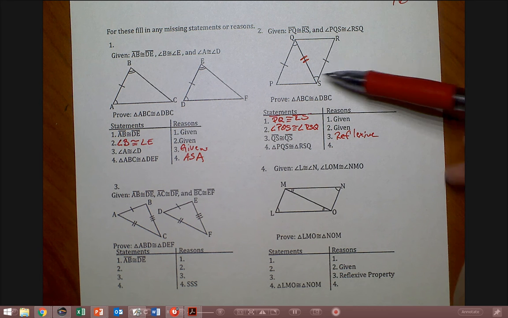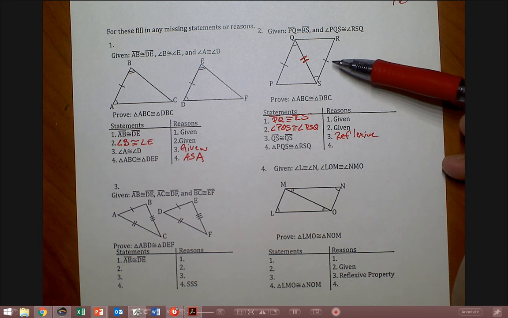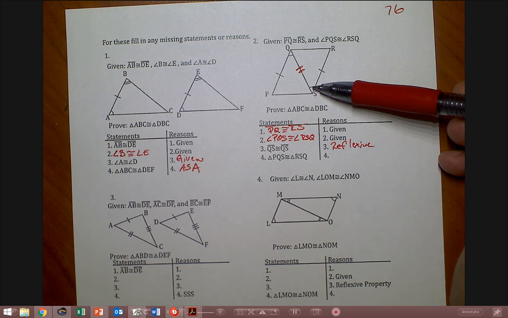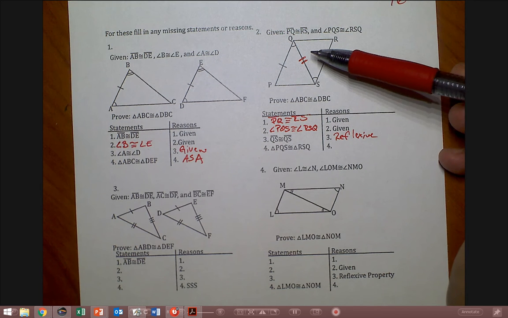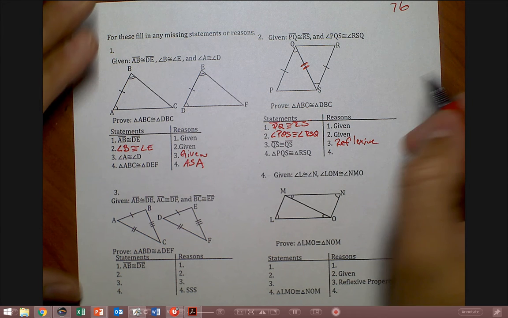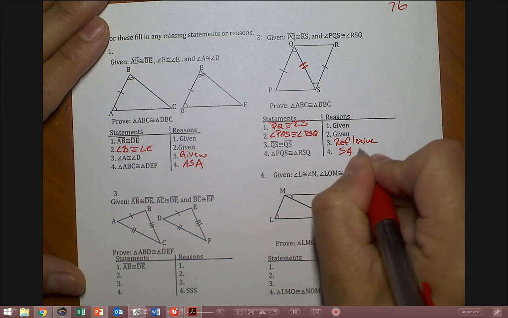Okay. Now I'm going to do the other triangle this time. Redeem yourself. This is a side. That's a and that's very good. So how are they congruent? Side, angle, side.